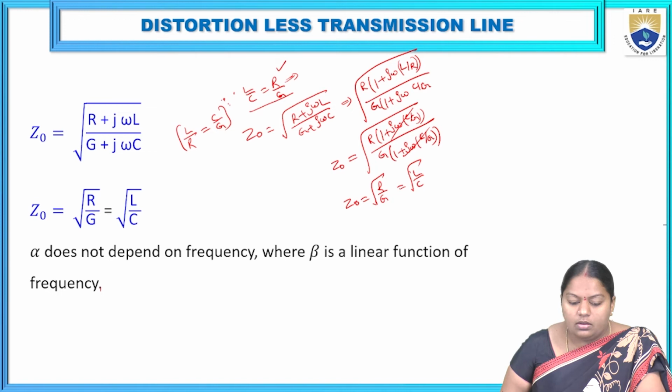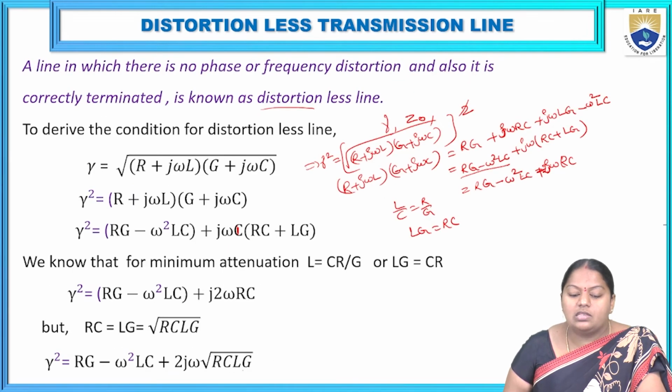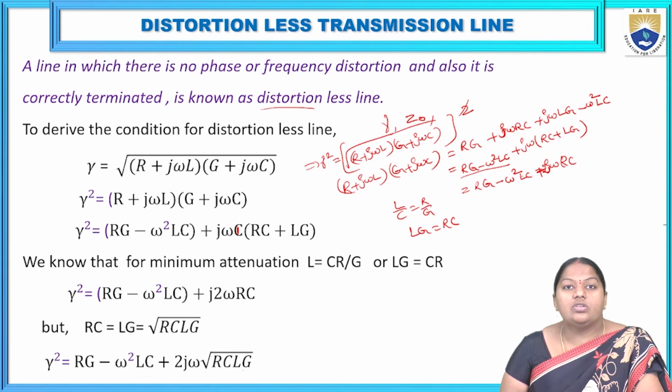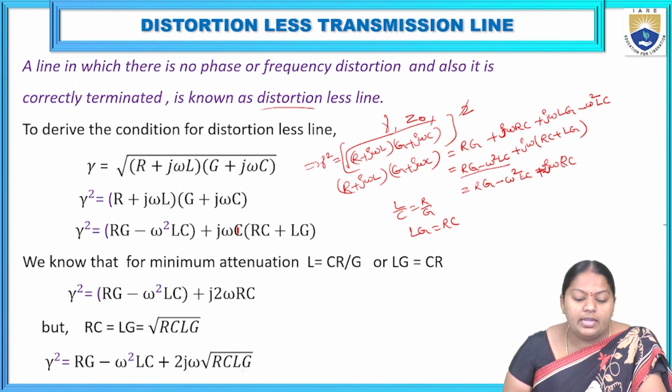So in this, what we have learned is a distortionless transmission line. To write the mathematical equations for this distortionless transmission line, first we have to consider how the frequency and phase distortions are to be eliminated, and how effectively the line is to be terminated properly. Depending upon that, the line is said to be distortionless: a line in which there is no phase or frequency distortion and which is perfectly terminated is said to be a distortionless transmission line.